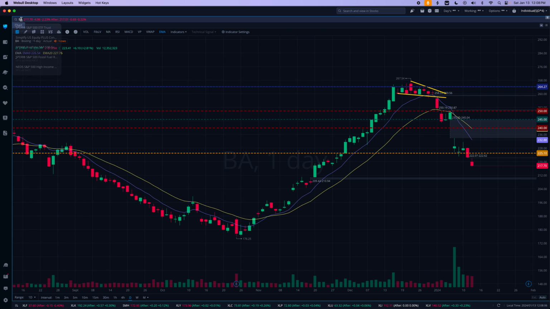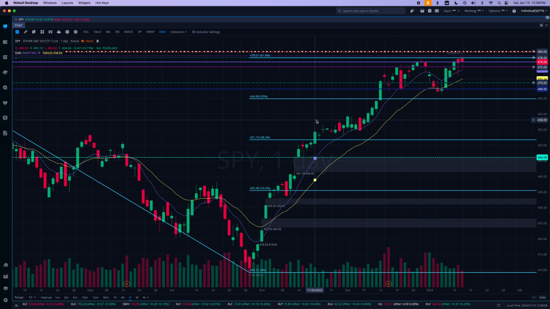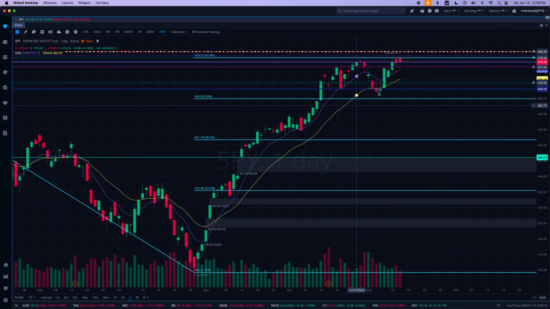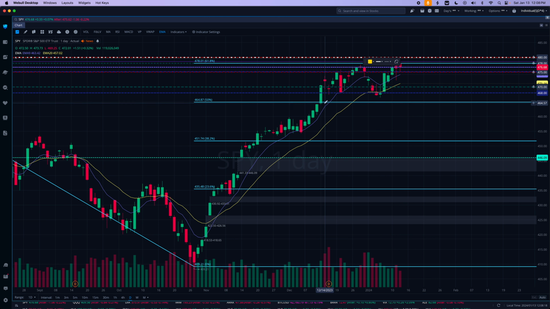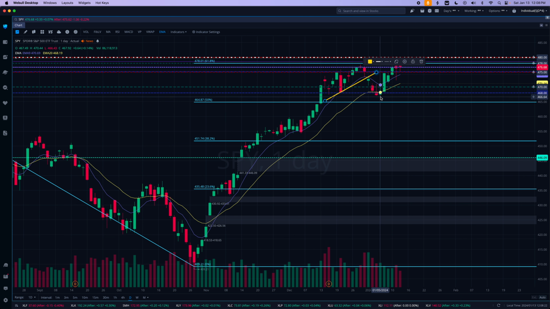So let's look at SPY. This is what I was watching because I've been bullish on SPY for a few months now, and I'm expecting all-time highs. But things got a little dicey there for a second, and we got this wedge drop. And we got down below the EMAs, but look, the EMAs never crossed.